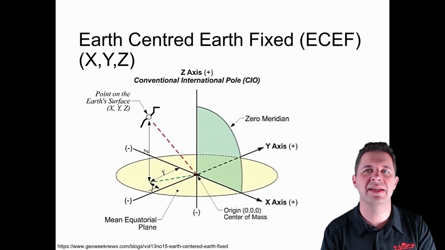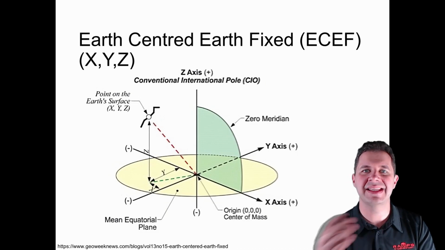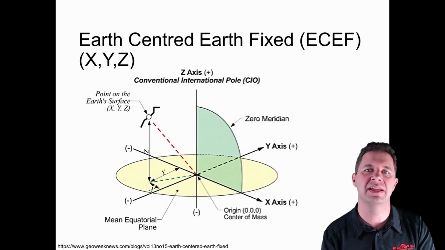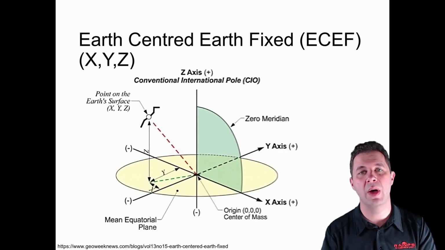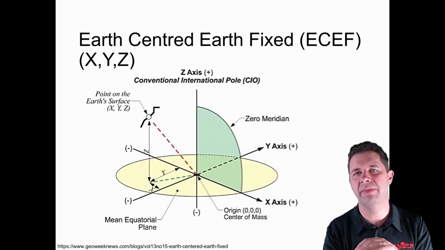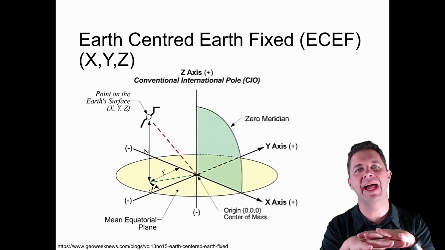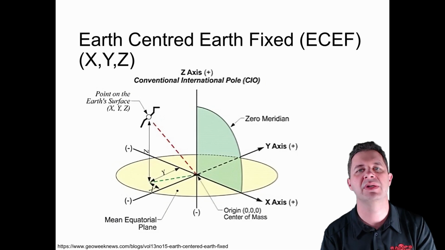The first one is the ECEF coordinate system, the Earth-centered, Earth-fixed coordinate system. Here we're looking essentially at an XYZ or a Cartesian understanding of where a particular point is on the surface of the Earth. We define two planes. One plane is defined by the X and Y axes, and we call that the mean equatorial plane. It's essentially a plane that goes right through the equator, which separates the northern and southern hemispheres.